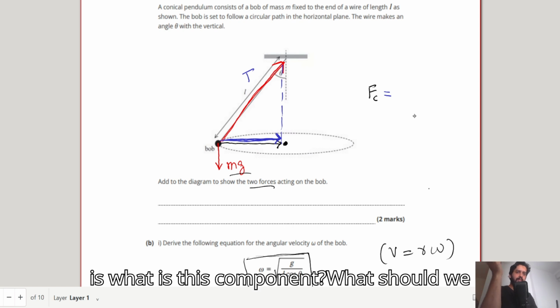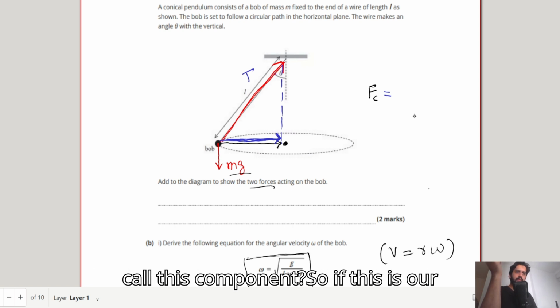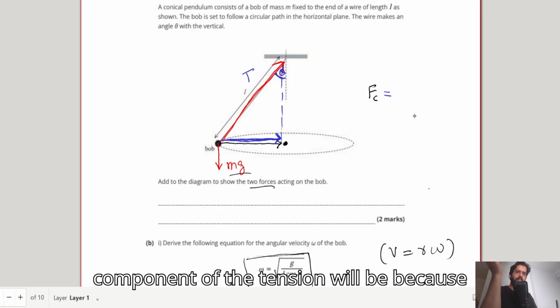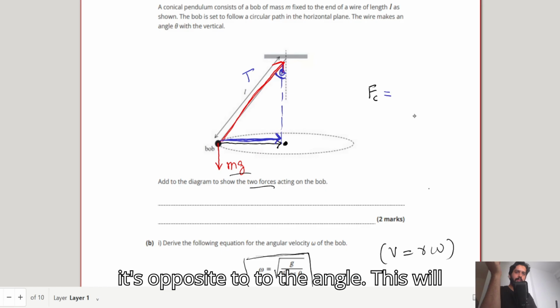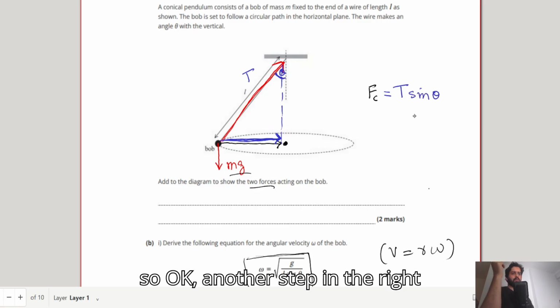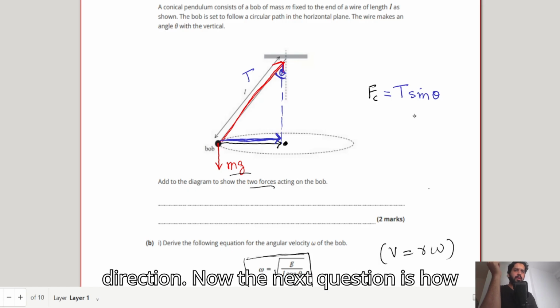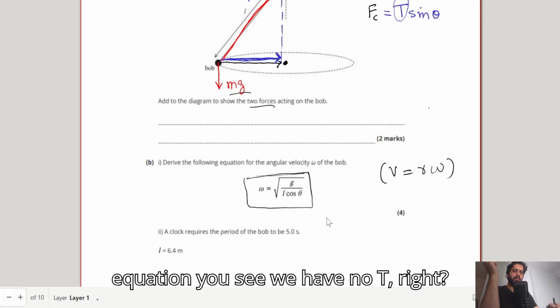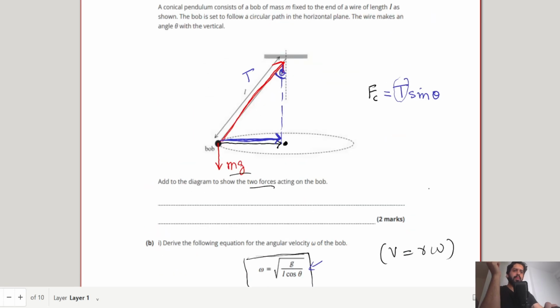The next question is, what is this component? What should we call this component? So if this is our angle, theta, then this component of the tension will be, because it's opposite to the angle, t sine theta. So we can write that Fc is t sine theta. So, okay, another step in the right direction. Now, the next question is, how do we know what is this t? Because in this equation, you see we have no t, right?